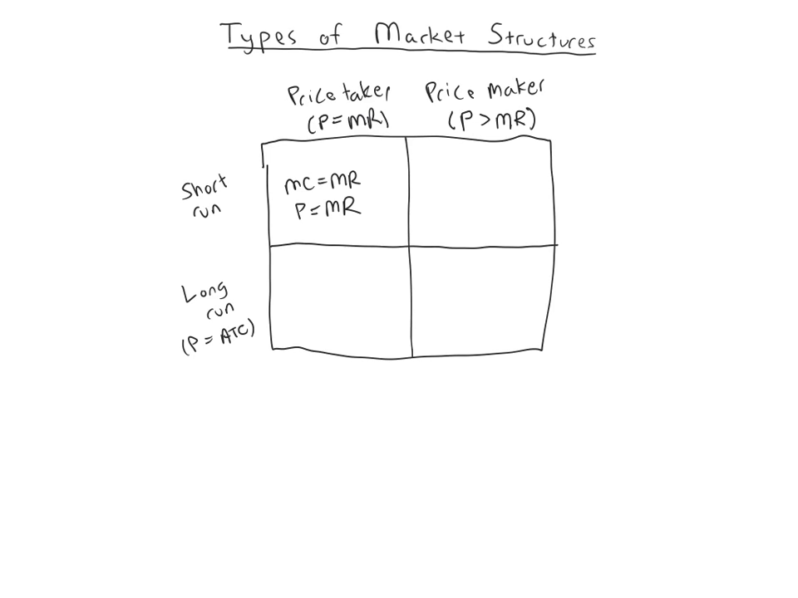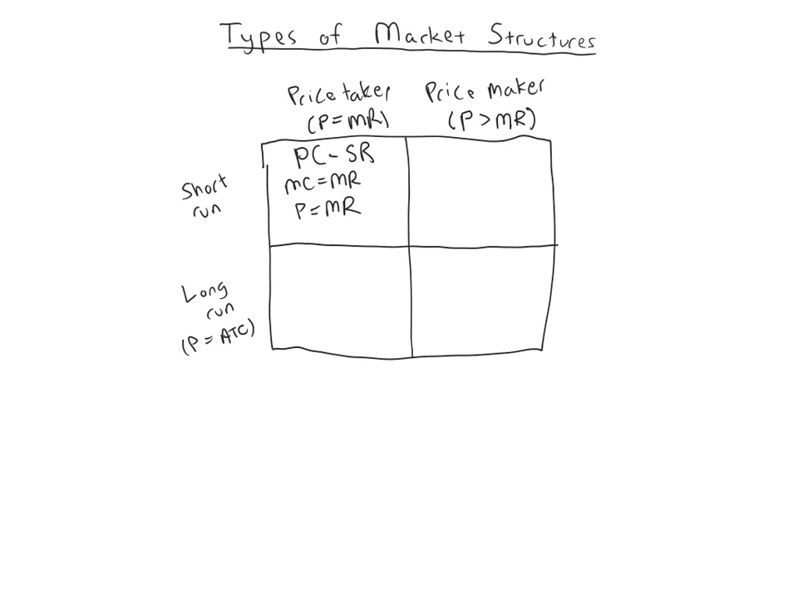And there's nothing we can conclude about the ATC for this top left box, because we really have no idea if firms are making profits or losing money or zero profit or whatnot. And if we wanted to give a name to this situation, it would be perfect competition in the short run. So I'll just write that as PCSR. So our top left box is PCSR.